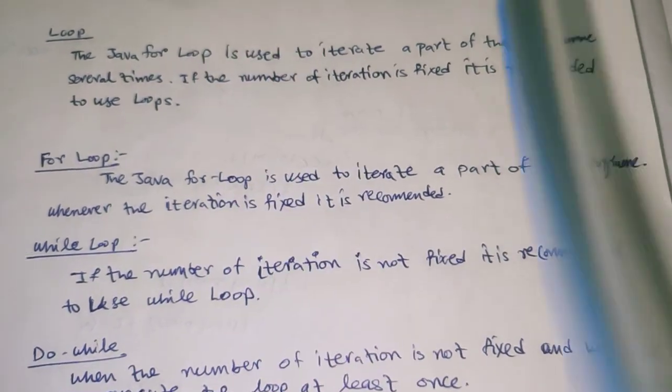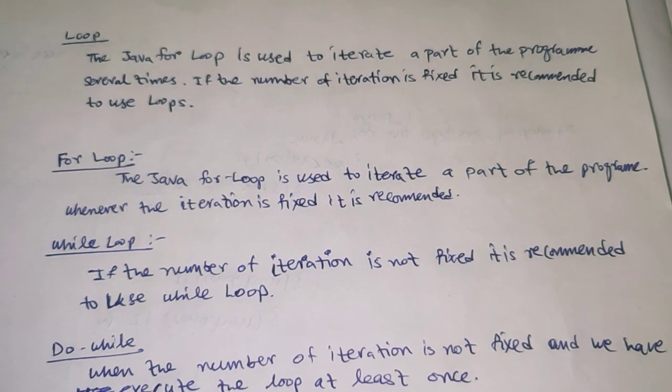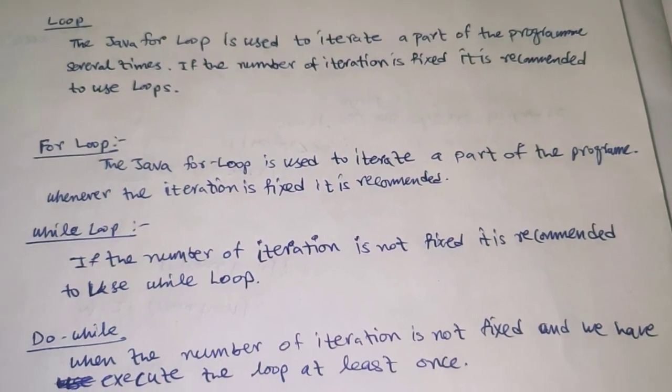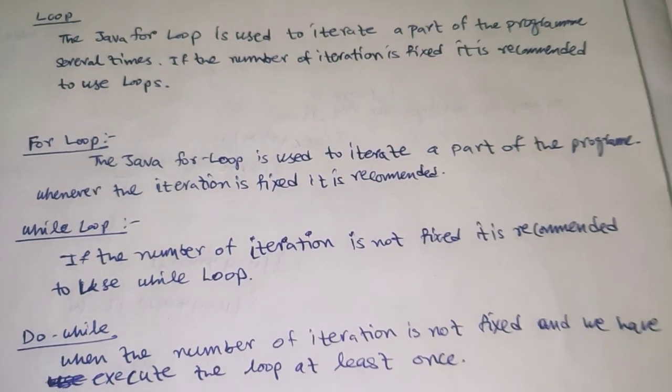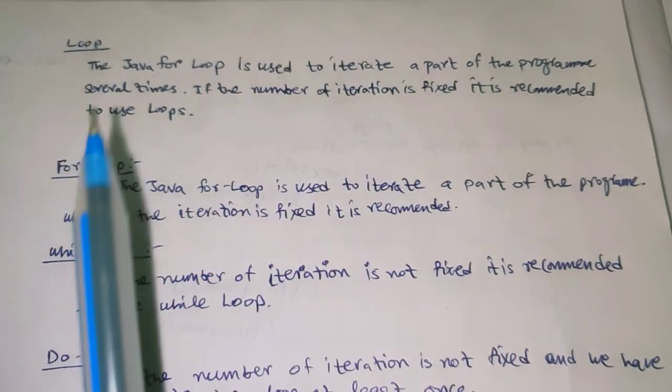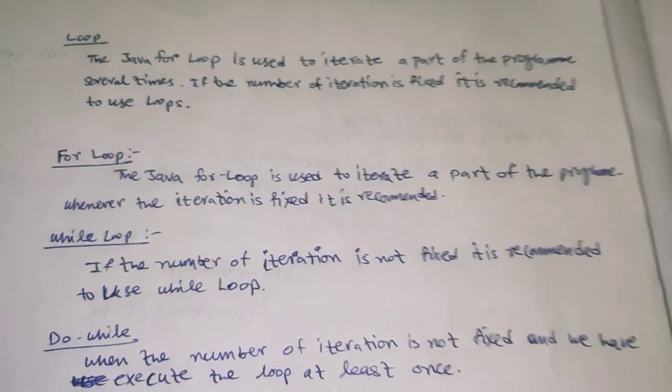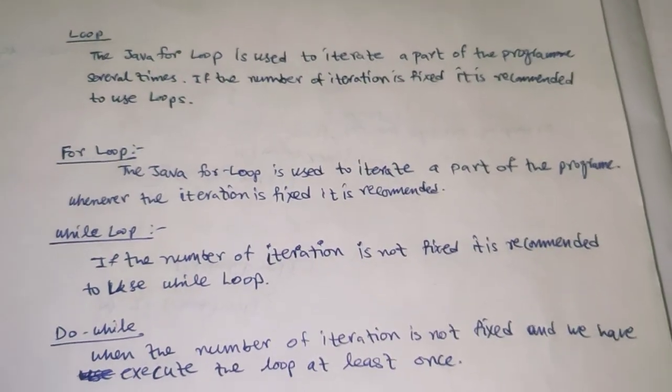So we don't have to write 10 lines. Instead of 10 lines we have to write only one line, and the condition will be 1 to 10. This is the structure of a for loop. Loops are of various types, like for loop, while loop, and do while loop.